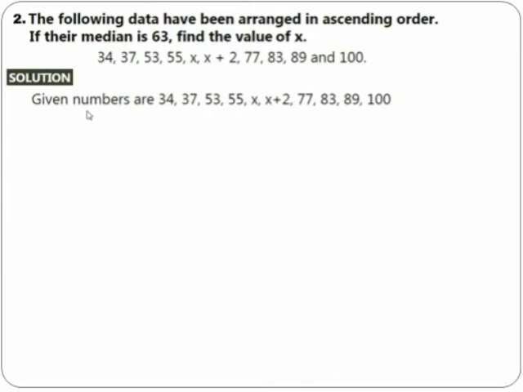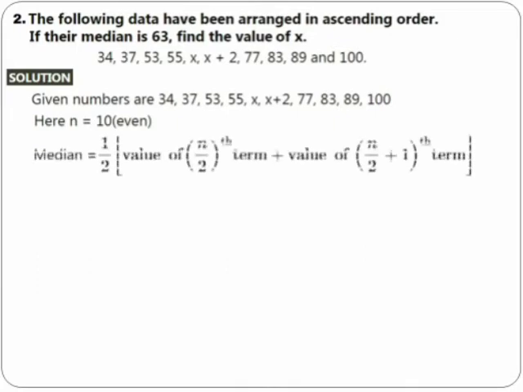Okay, so the given numbers are this. So how many are there? Let's say 1, 2, 3, 4, 5, this x plus 2 is 1. Okay, so together 6, 7, 8, 9, 10. So here we see that the number of terms is 10, which is again even. Now for even, your median formula is this one, isn't it?